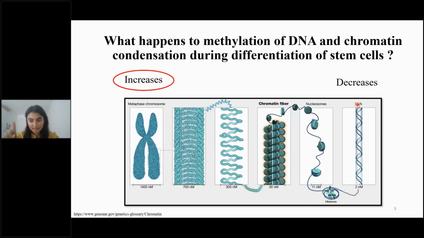So we have the DNA strand, then we have the histone protein. The DNA strand encircles it and forms a chromatin fiber, right? All the histone proteins and nucleosomes assemble again and tightly wind around each other and form the chromatin. When the chromatin again tightly winds around itself, we get the metaphase chromosomes, the chromosomes visualized during metaphase. So the methylation of the DNA and the chromatin condensation increases during differentiation of the stem cells.